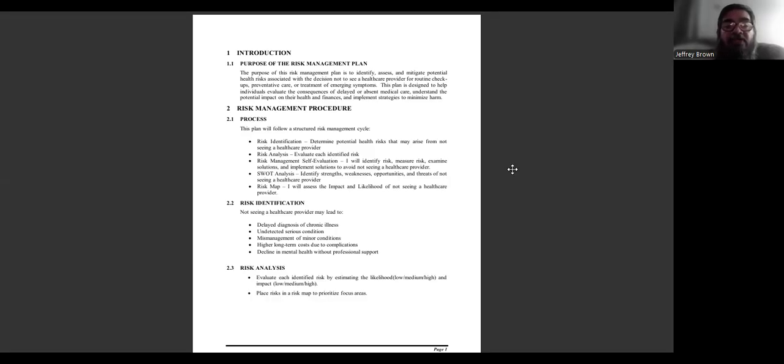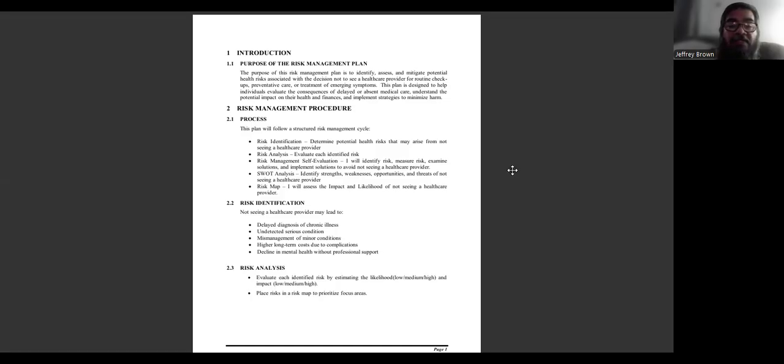So, the risk management procedure, the process, this plan will follow a structured risk management cycle. We'll have risk identification, risk analysis, risk management, self evaluation, a SWOT analysis, and a risk map. And the risk identification, first, for not seeing a healthcare provider may lead to delayed diagnosis of chronic illness, undetected serious conditions, mismanagement of minor conditions, higher long-term costs due to complications, a decline in mental health without professional support.